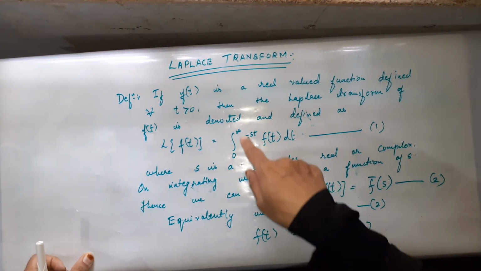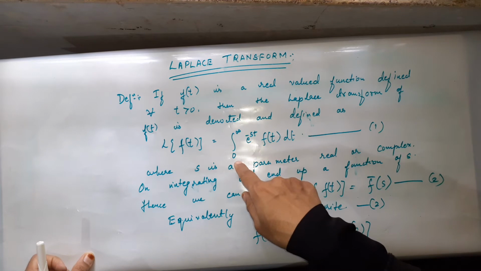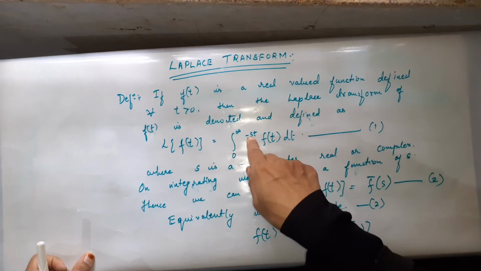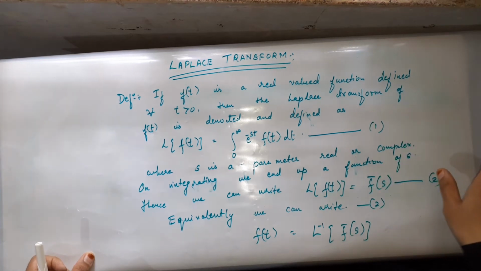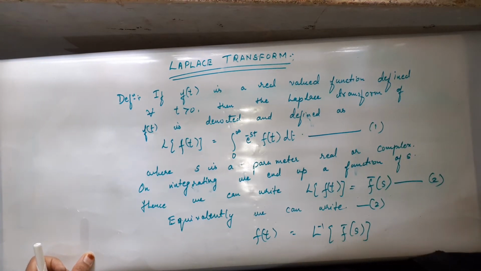So it's a definite integral with limits from 0 to infinity. And what is your parameter s here? It is the parameter s; it can be real or it can be complex. So not always will you end up with a complex valued function. You may end up with a real valued function also at times.